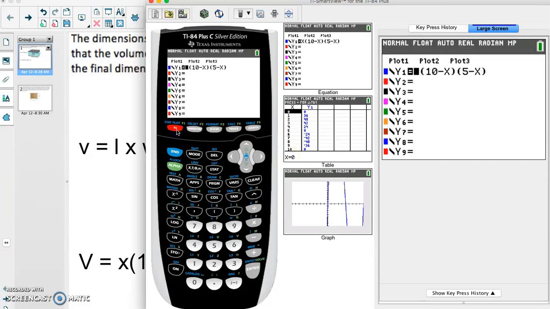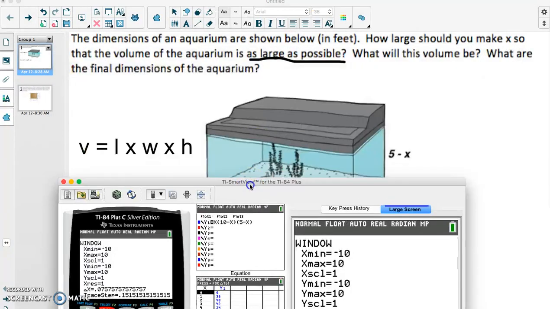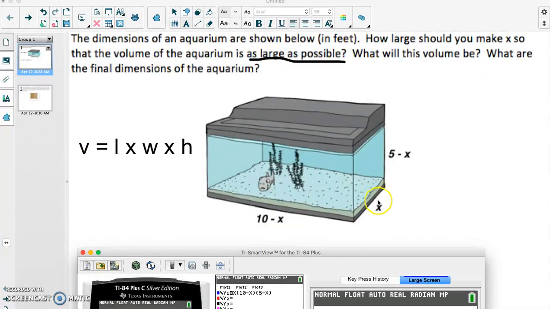So I went into y equals and typed in the volume equation that we wrote. Now I want to graph this to try to find that maximum. But I'm going to go to the window first, because some of these values don't make sense. x is this length right here, so I cannot have a negative value of x. That would not make any sense. I have to have something positive, and it can't be too big.